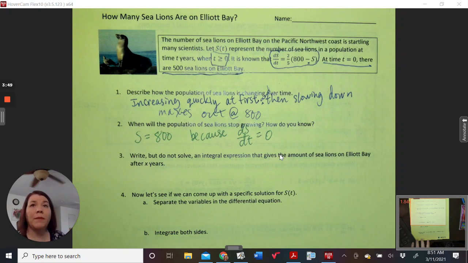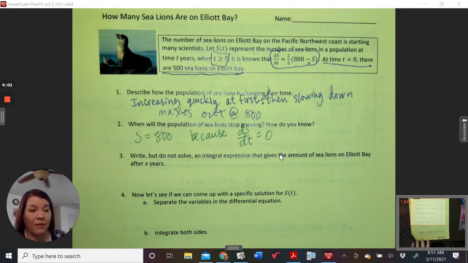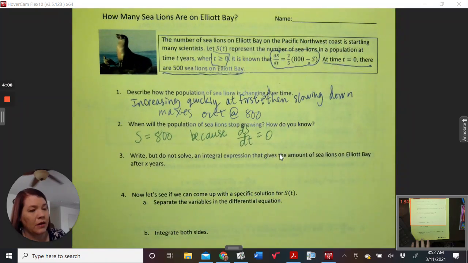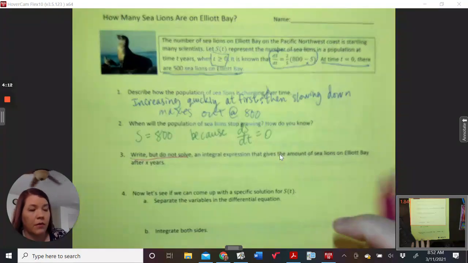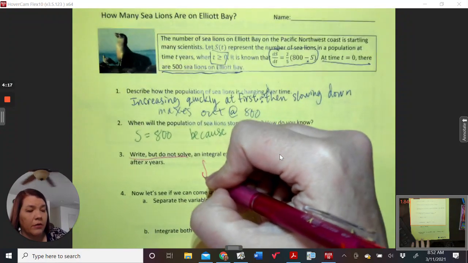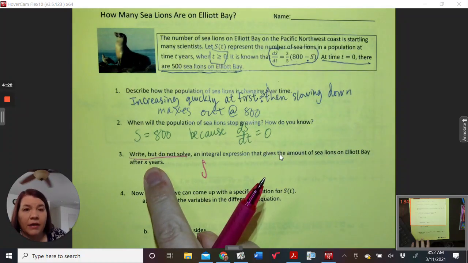Write but do not solve an integral expression that gives the number of sea lions on Elliott Bay after x years. They ask for this all the time on the FRQs. It comes up constantly. So write but do not solve. I just pay attention to that phrase, write but do not solve. Okay, and then it tells me an integral expression. So I'm going to make an integral. It gives the number of sea lions on Elliott Bay after x years. So that's where this is going to come into play.